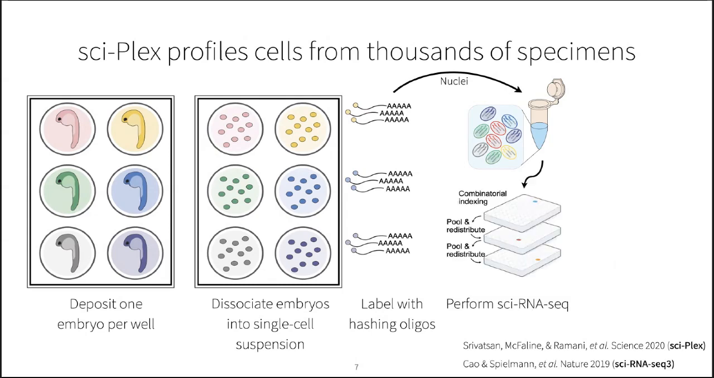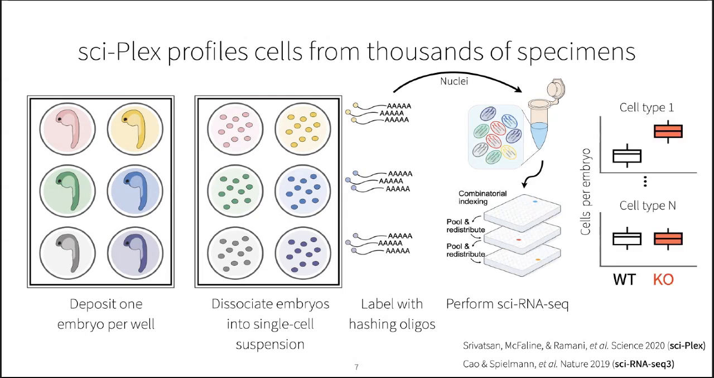And in order to do this, we need to be able to sequence lots of cells. So we're using sciRNA-seq, which is a combinatorial indexing-based method we worked on with Jay a few years ago that can allow you to profile millions of cells in a single experiment. So having done that, we can just count how many cells there are of each type in each embryo and compare these counts across time or in response to perturbations.